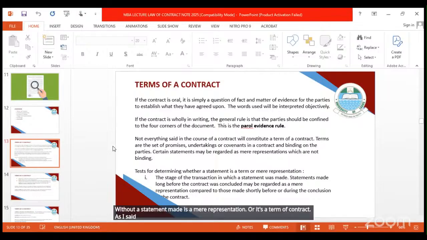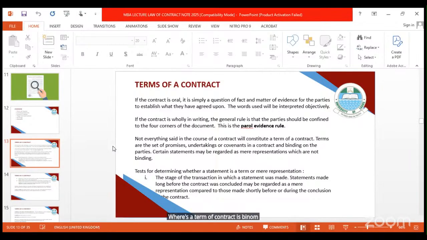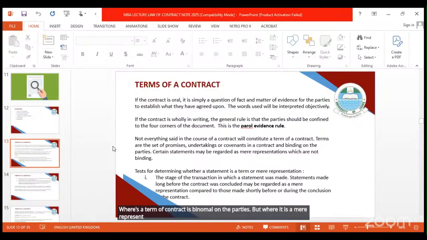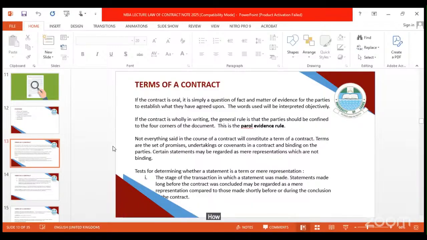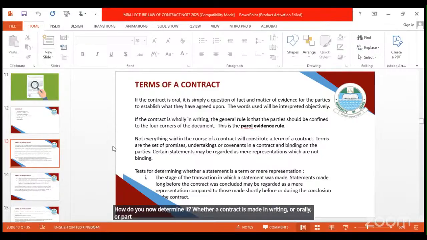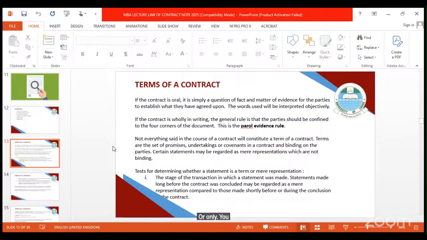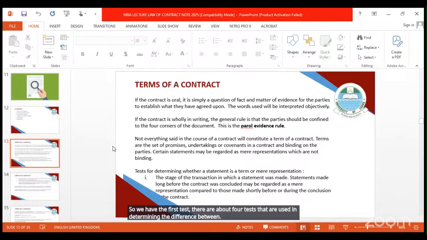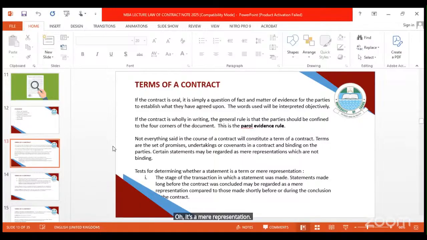As I said, where it's a term of contract, it is binding on the parties. But where it is a mere representation, it's not binding on the parties. So how do you now determine it, whether a contract is made in writing or orally, or partly in writing and partly orally? How do you determine the differences? So we have the first test. There are about four tests that are used in determining whether a statement is a term of contract or it's a mere representation. So test number one, someone should read it out.